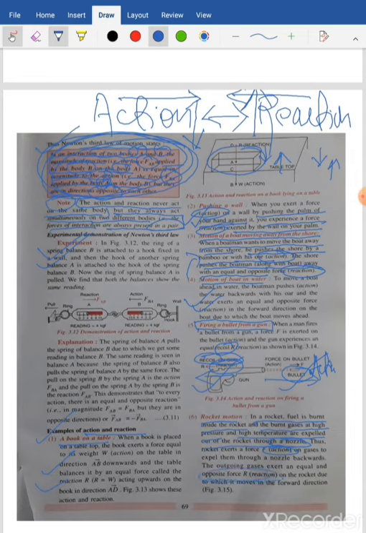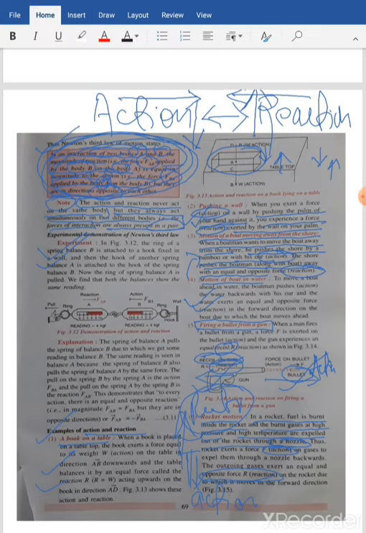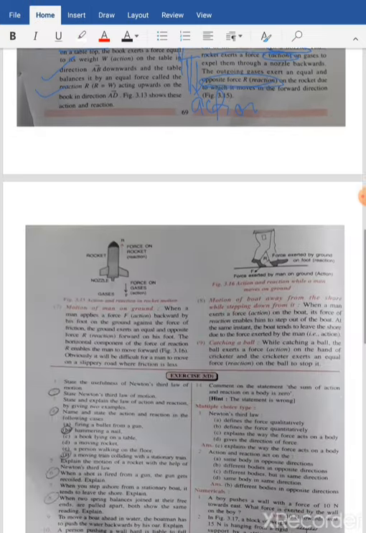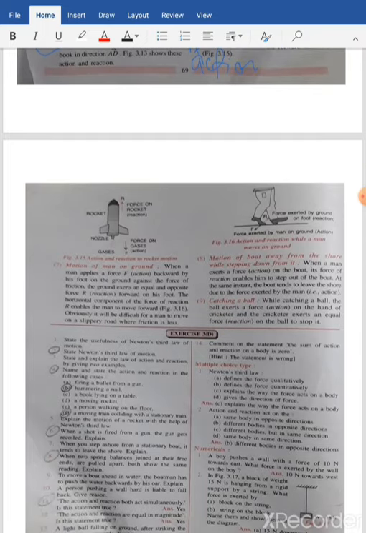Here you see that the gases are coming out from the nozzle of a rocket in the downward direction. That is the action. And because of this action, the rocket is pushed upward. That is the reaction. So the gas is coming out downward, and because of that, the rocket is pushed upward. So that is the reaction. Again here you see that there is a pair of forces acting on the object. All right. Okay. Now let's go to the last page of this unit.